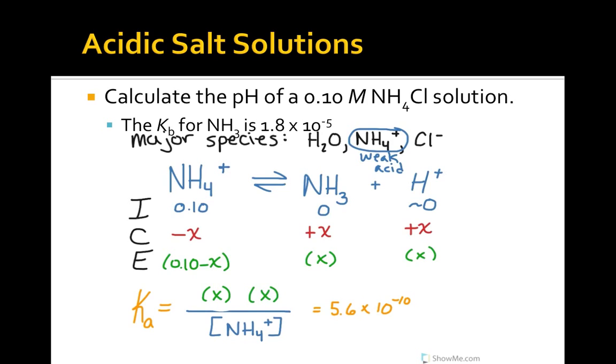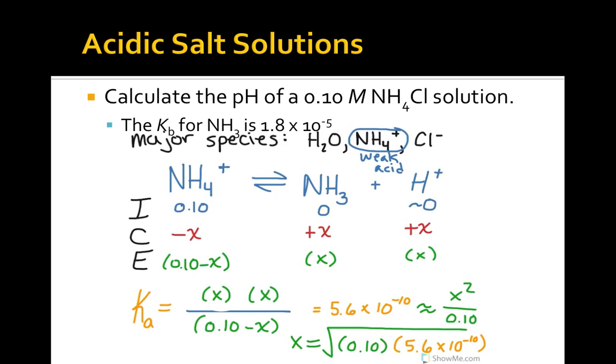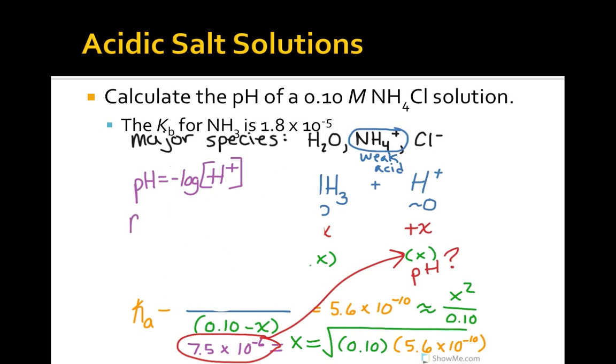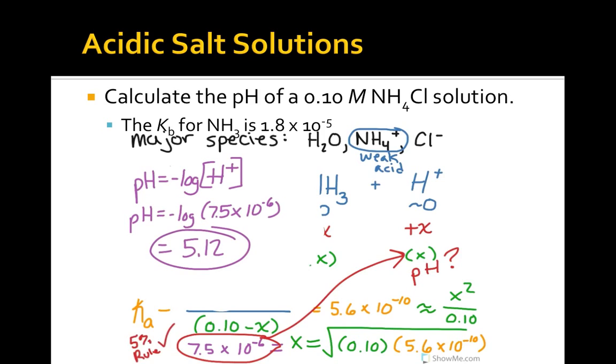By substituting and approximating and solving this equation for x, we can determine the hydrogen ion concentration, which is 7.5 times 10 to the negative sixth molar. The pH is the negative log of the hydrogen ion concentration, so the pH of this solution is calculated as 5.12. Our previous approximation also checks out because x was much less than 5% of the initial ammonium ion concentration.